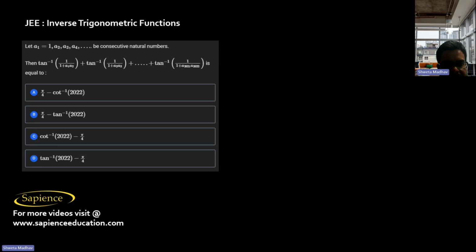Then here it is told, so these are consecutive A1, A2, A3, A4, and so on consecutive natural numbers. A1 is 1, so A2 will obviously be 2, consecutive natural numbers. Therefore, I can say A2 minus A1 is the same as A3 minus A2. So all are the same, that will be equal to 1 only. So it is A2022 minus A2021, that will be equal to 1.